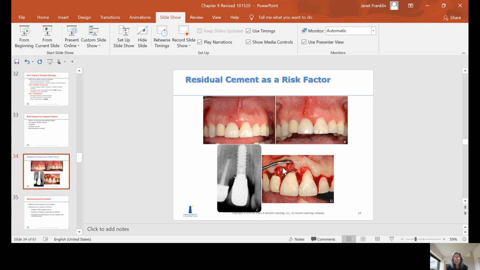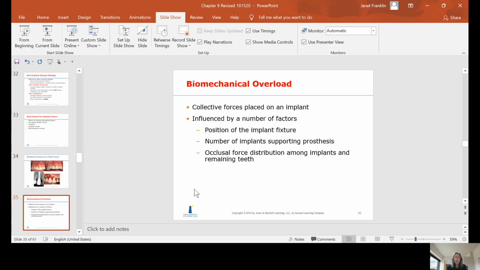This is what residual cement as a risk factor looks like. So you can see on this radiograph, there's a piece of cement that's going to cause that area of the bone to resorb there. Biomechanical overload are collective forces influenced by a number of factors, such as implant placement, the number of implants supporting the prosthesis. So if you place 2 implants and expect it to support an entire denture, you're going to have biomechanical overload.